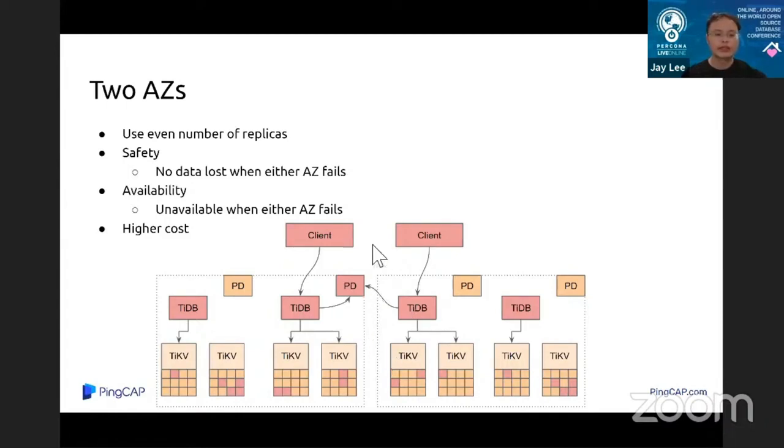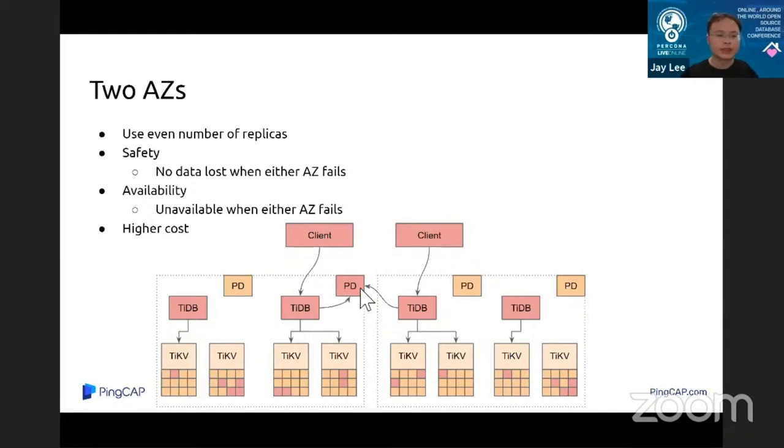When using two ACs and still want to prevent data loss when one AC fails, in the classical way, it's recommended to use even number of replicas, for example, 4 or 2. But when choosing 2, the region will become unavailable even one replica is unavailable. So we usually choose 4.